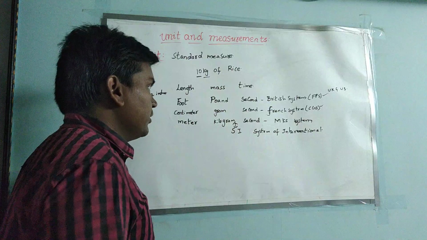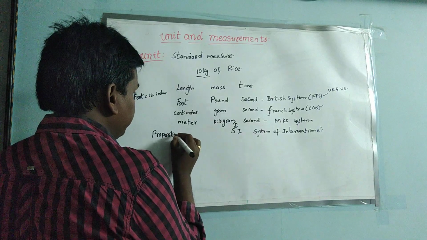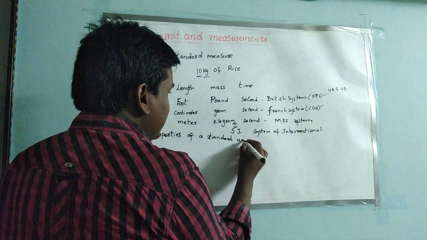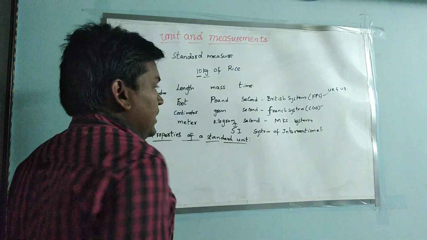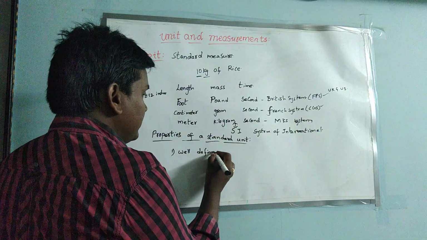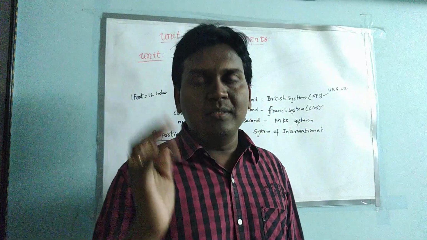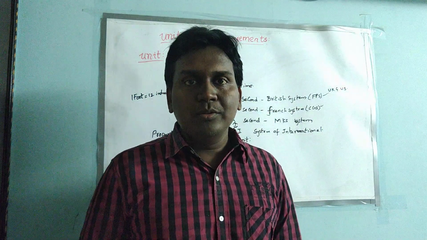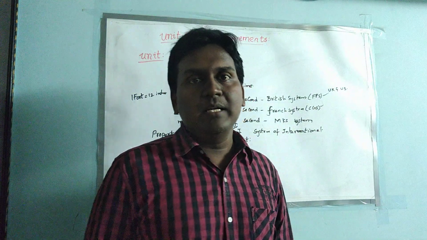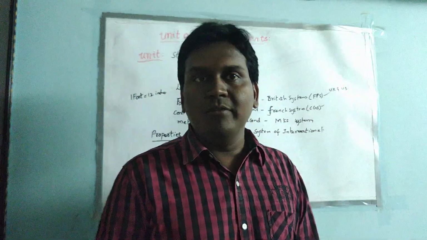Now if you consider the properties, there are some properties for the units. Properties of a standard unit. The first property is that a unit should be well defined. That means, in place of using spans, cubits and feet, we have to use a standard which is the same everywhere. It should not change and it should be well defined. For example, 1 meter remains the same at every place.